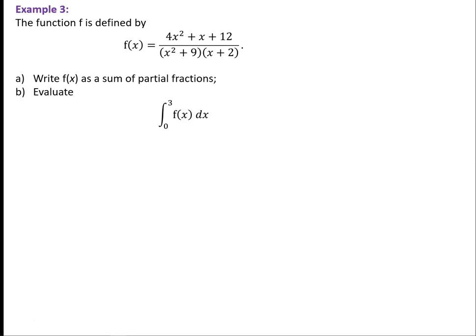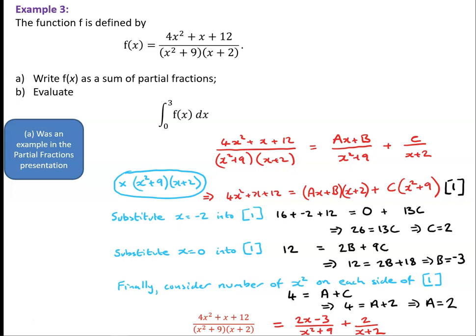Now we've in fact done this example with partial fractions in an earlier video, and we saw that 4x squared plus x plus 12 over x squared plus 9 times by x plus 2 can be written as 2x minus 3 over x squared plus 9 plus 2 over x plus 2. If that's a little bit hazy at this stage, I would suggest you go back and review the partial fractions video from this series of videos.